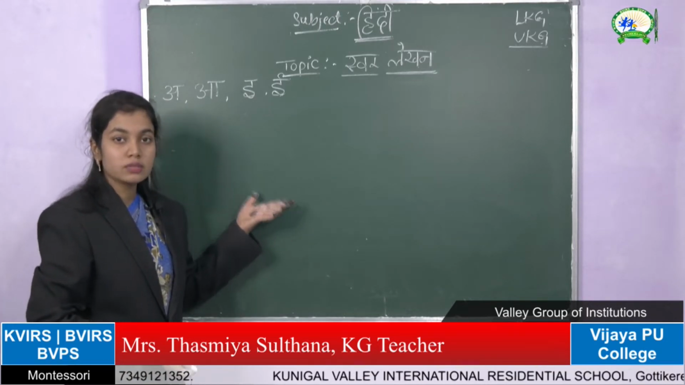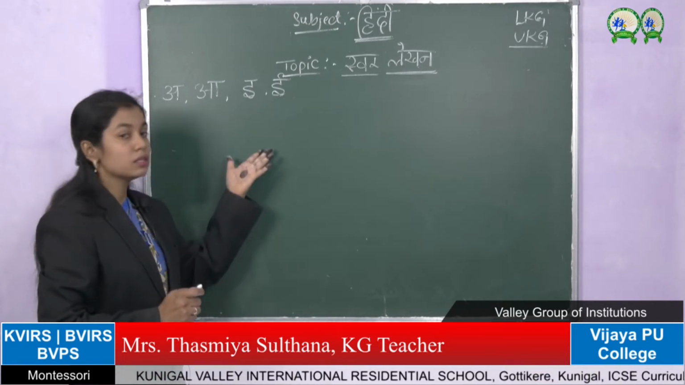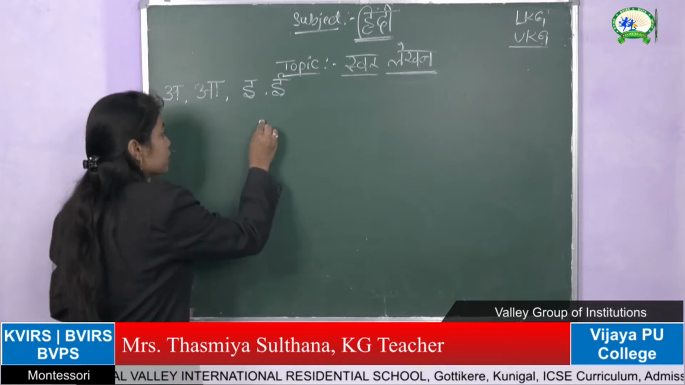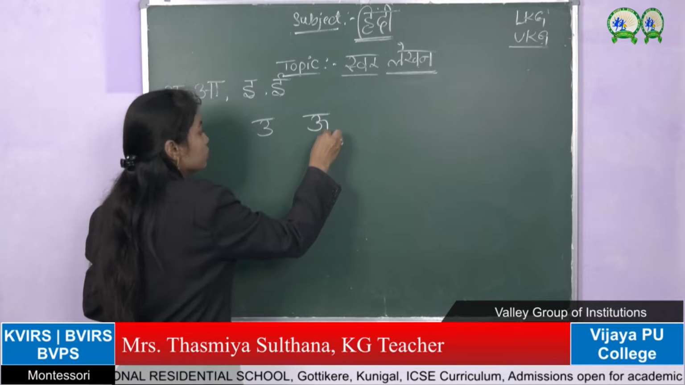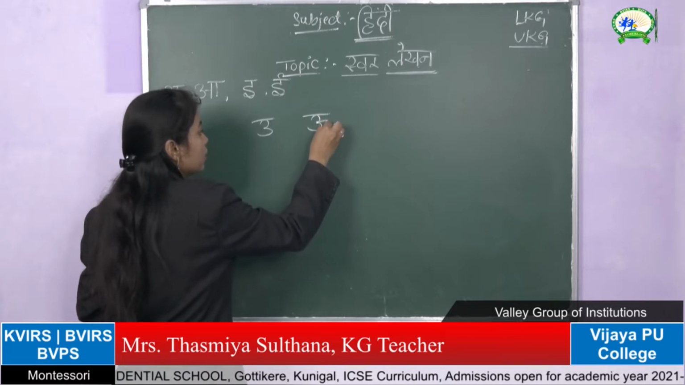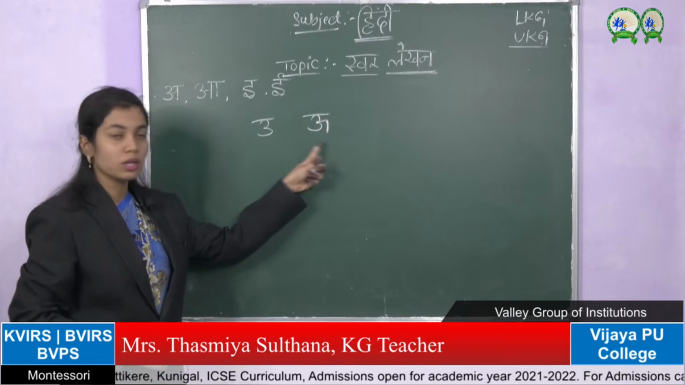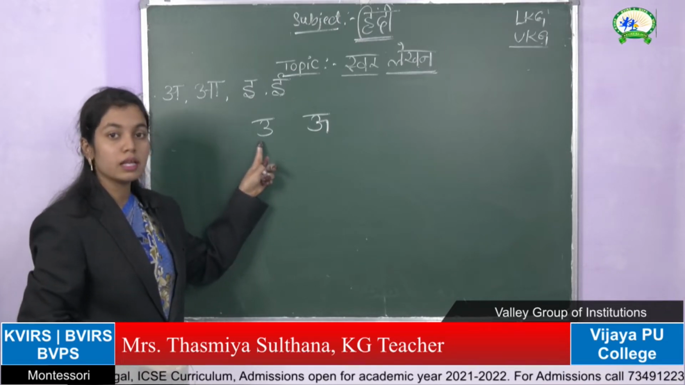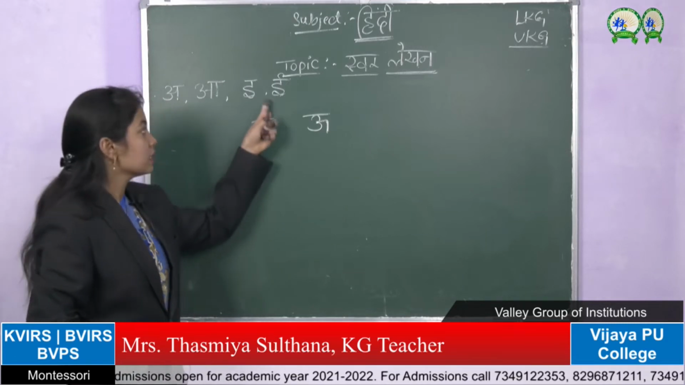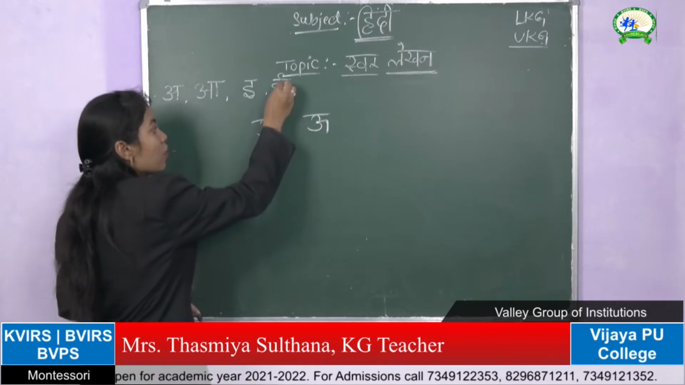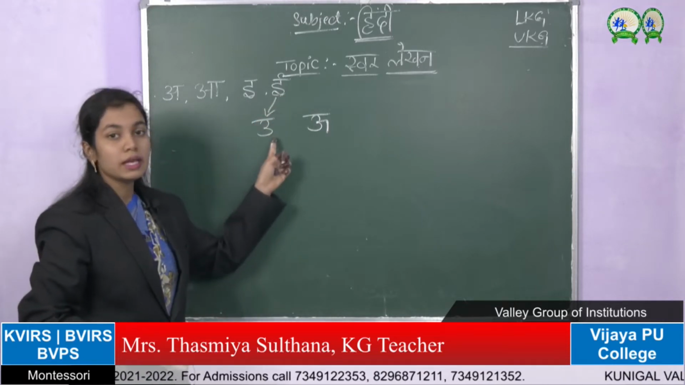But in today's class we are going to learn the next two letters, small oo and big oo. You have to pronounce this like oo and oo. This is the next two letters. This oo will come after the E letter.